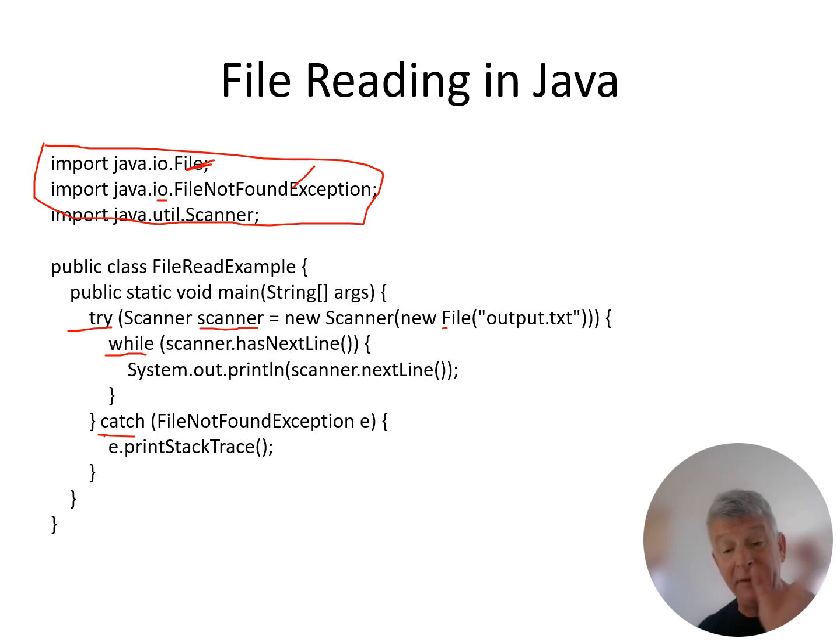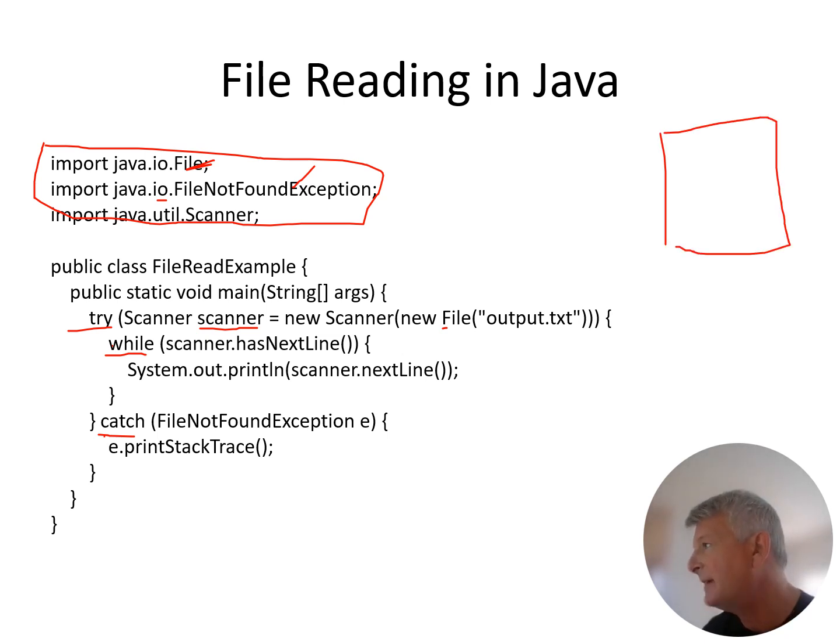You can read individual words, or you can read the whole line. So has next line, while scanner has next line. So that opens up the file output. There's a file here, and it's going to output every single line because it's going to go to the return, not truncated white space. So every line is going to print out.